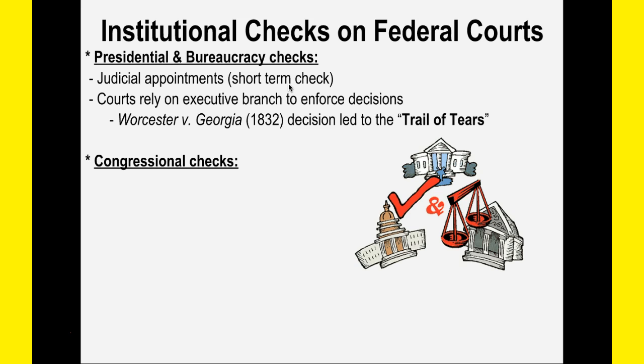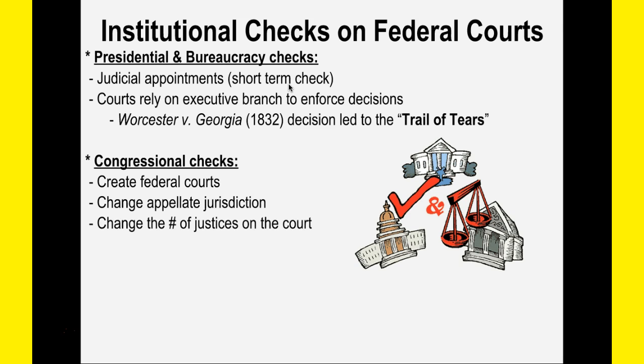The most power over the courts comes from Congress, and these are things we already know. Congress has the power to create federal courts. The only court mentioned in the Constitution is the Supreme Court. However, Article 3 talks about how Congress can create lower courts, and they did that. Judiciary Act of 1789, you get the three-tier system we have with the district courts, the appellate courts, and then, of course, the Supreme Court. Congress can change the appellate jurisdiction of the courts. And then one of the interesting things in history is changing the number of justices on the court. It hasn't always been 9.